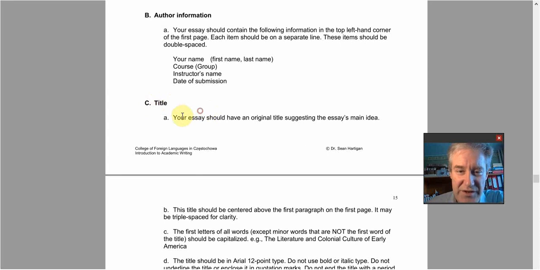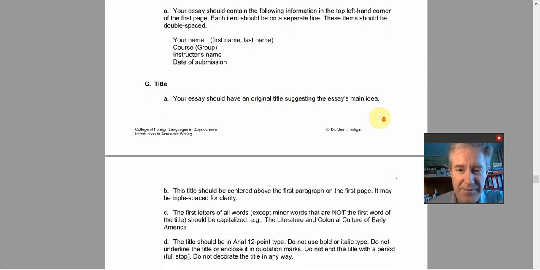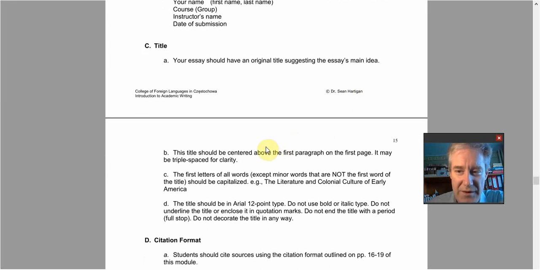Title. Your essay should have an original title suggesting the essay's main idea. Okay, and on to page 15. This title should be centered above the first paragraph on the first page. It may be triple-spaced for clarity, so you can put some extra white space above and below the title, so that it's easier to see.